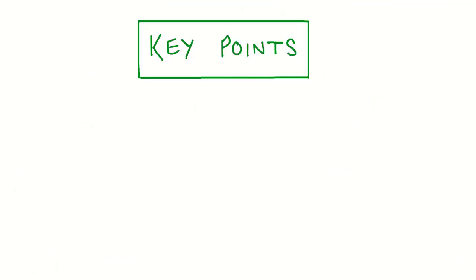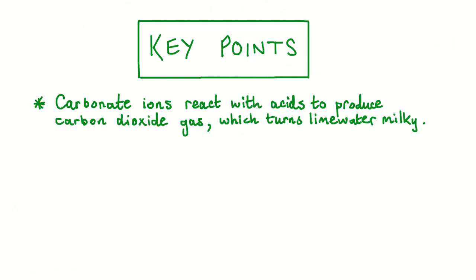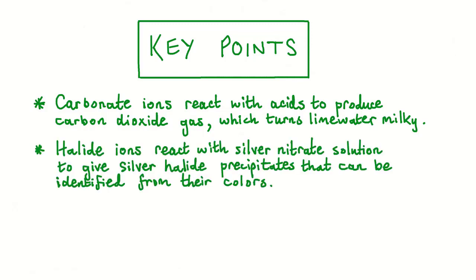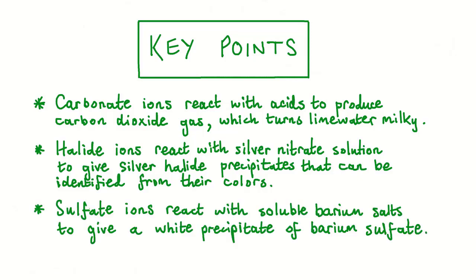Now we can summarise the key points in this lesson. Carbonate ions react with acids to produce carbon dioxide gas, which turns lime water milky. Halide ions react with silver nitrate solution to give silver halide precipitates that can be identified from their colours. Sulfate ions react with soluble barium salts to give a white precipitate of barium sulfate.